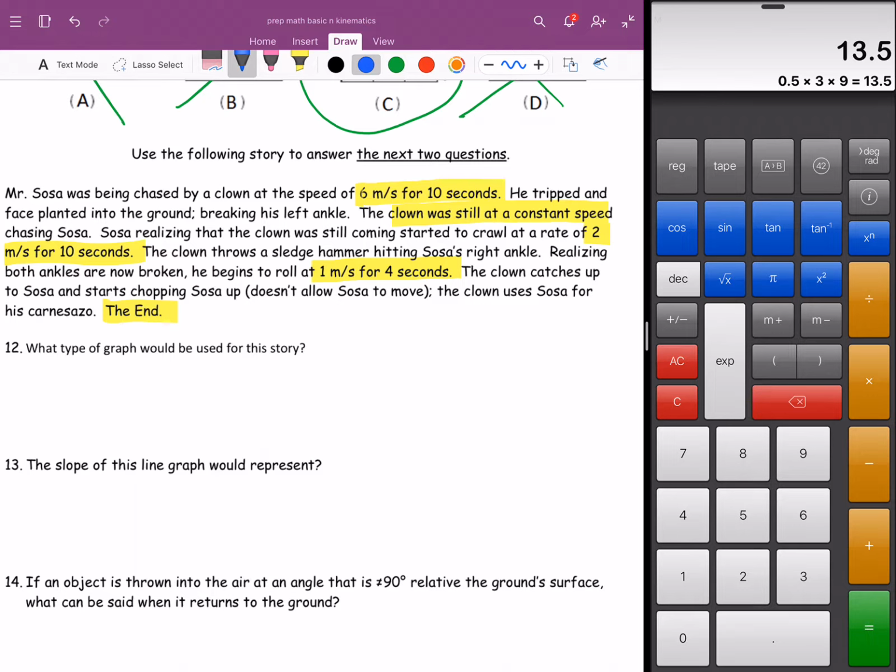Shouldn't know how to use that question. Best graph. You have meters per second in multiple locations of the story. So most likely a VT graph. The slope of this line is usually acceleration.